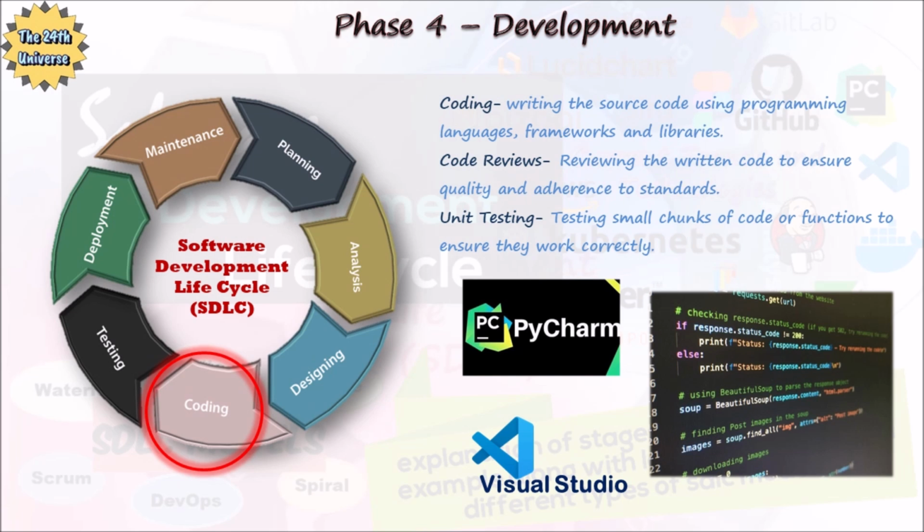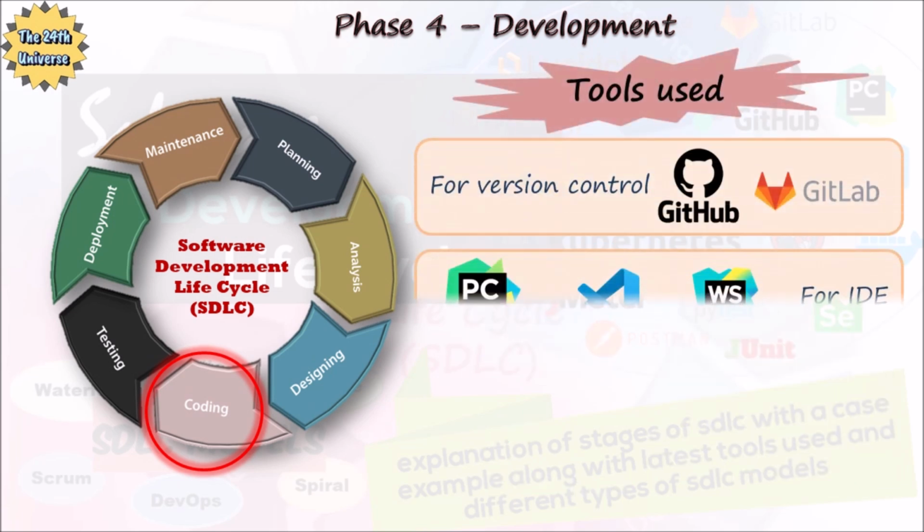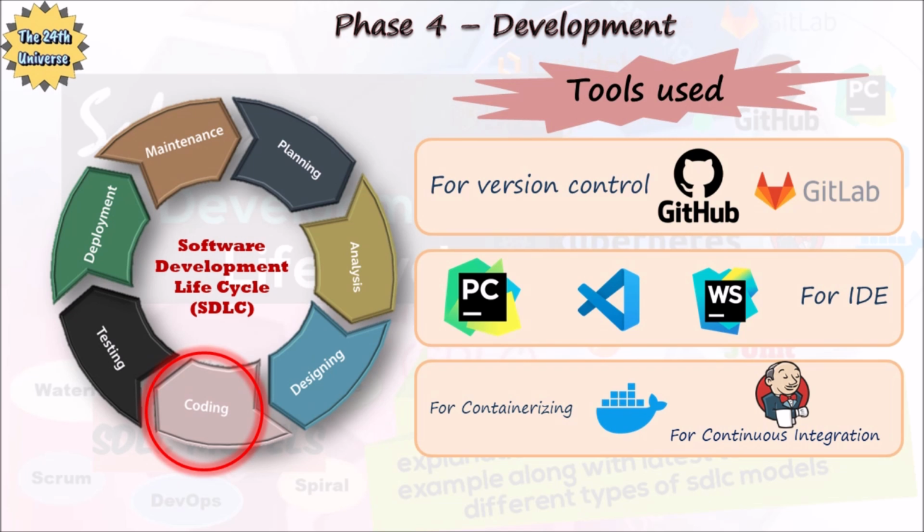The different tools used in this development phase are GitHub or GitLab for version control, PyCharm or Visual Studio Code or WebStorm as integrated development environment, Docker for containerizing the development environment, CI/CD tools like Jenkins for continuous integration.